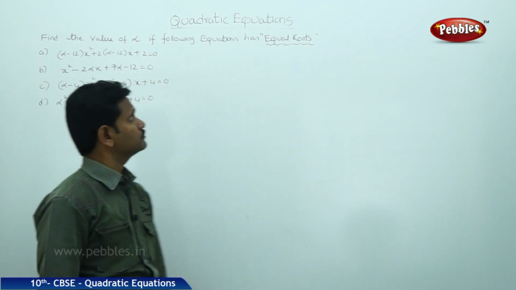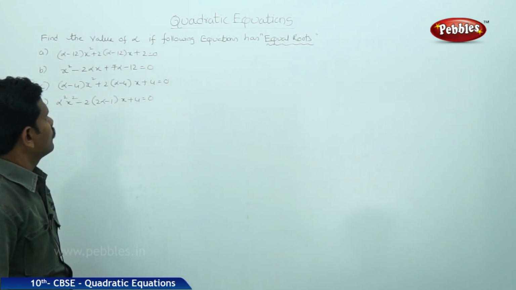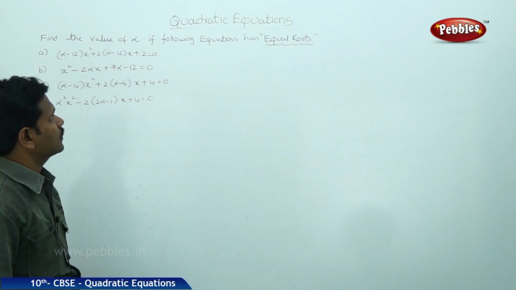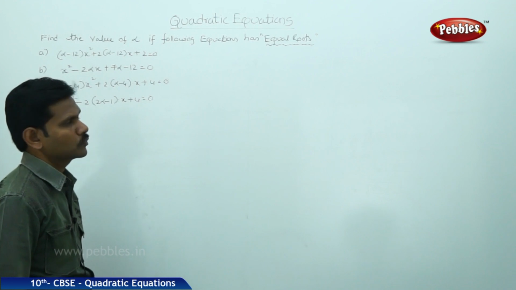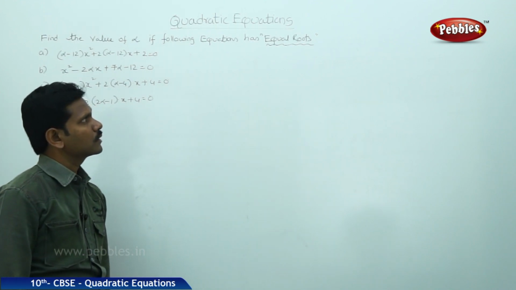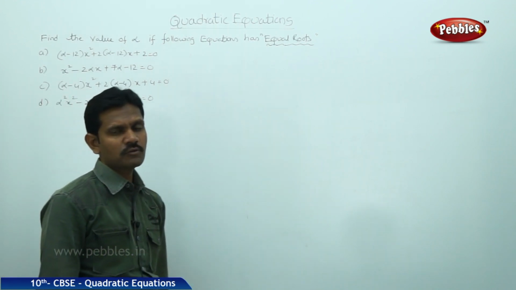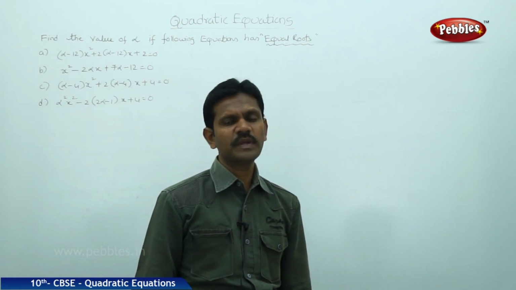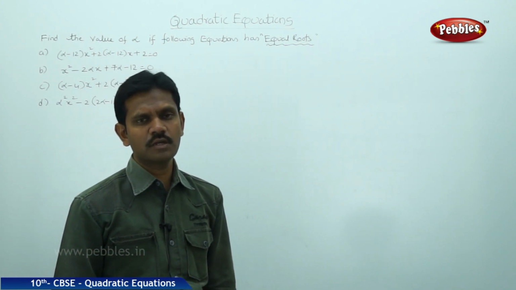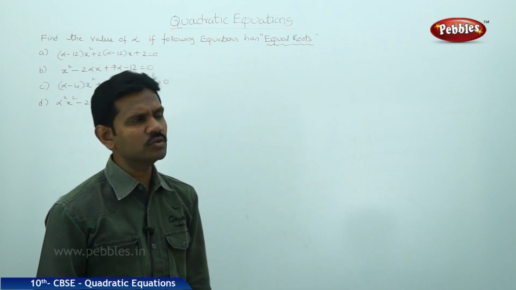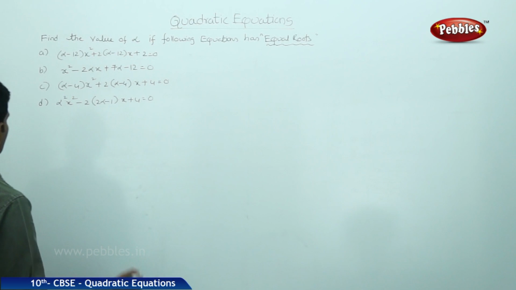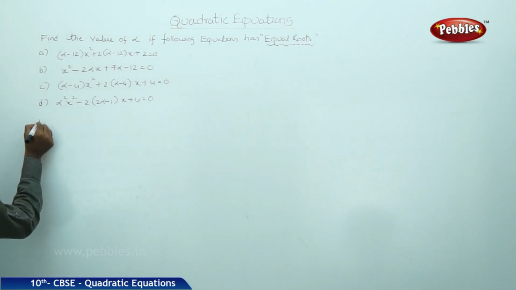See the next option. Find the value of alpha if the following equation has equal roots. We know very well, if a quadratic equation has equal roots, then b square minus 4ac is equal to 0. That is, the discriminant delta value must be equal to 0. Now let us consider the first one.